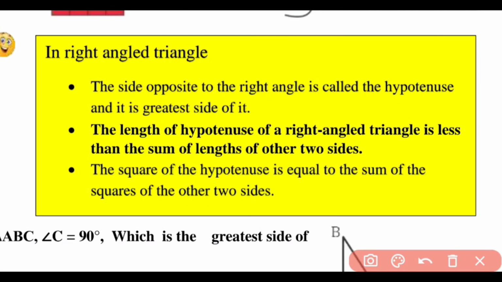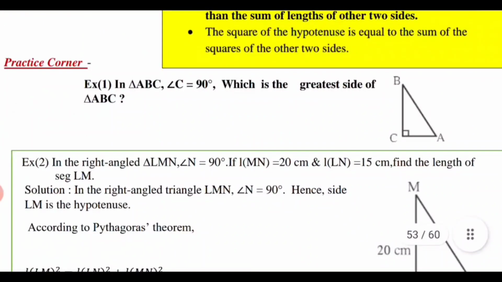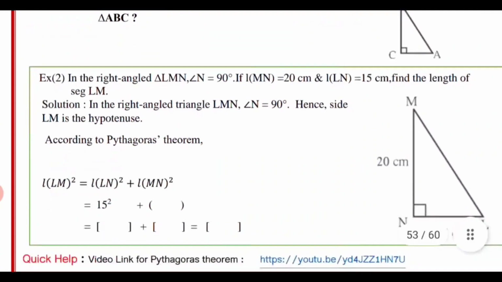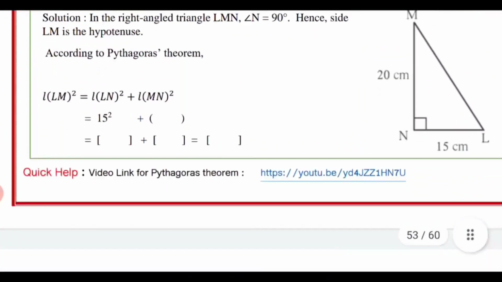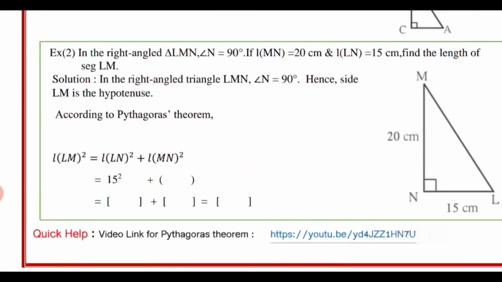So let us see the solved example here. This is not a solved example. This we will have to solve in our notebook. So in practice corner, one question is there. In triangle ABC, angle C is equal to 90 degree, which is the greatest side of triangle ABC. So let us do this question in our notebook. One more question is there. So two questions we will be doing in the notebook.